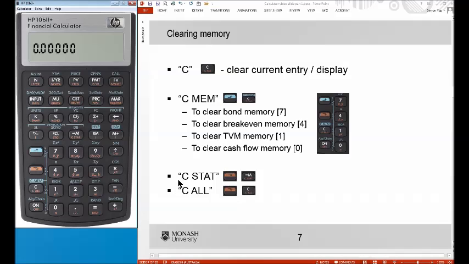CStat clears the statistics memory, which is located in the middle of the calculator as the orange function. So the shift down key is needed before that. And lastly, we have CAll. That is to clear all the memory. You will find CAll as an orange function right under the C button. So press shift down and C to clear all the memory.